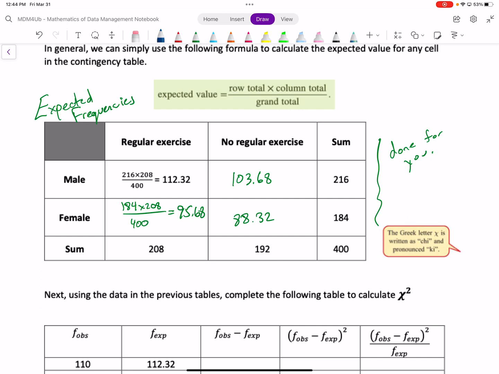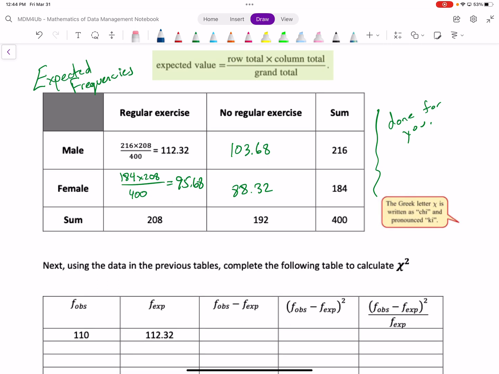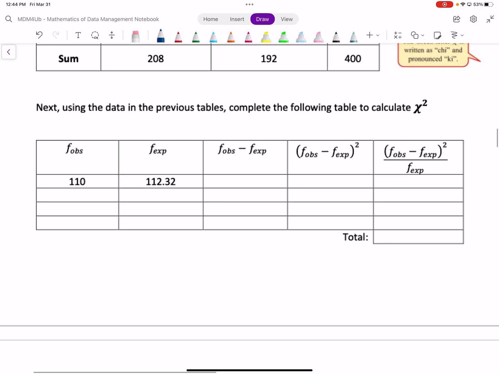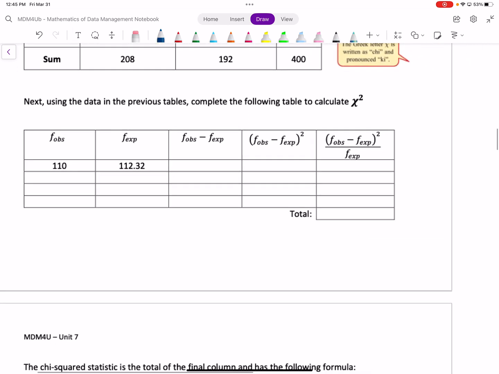Like the formula of expected value, you won't even need it. I'm leading you through this process, but this will be done for you on the calculator.